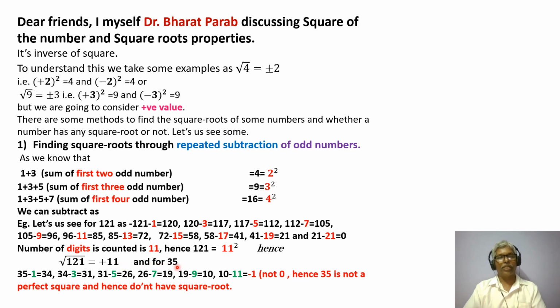Then we will see it for 35. We can carry out this method for 35. 35 minus 1 is 34. 34 minus 3 is 31. 31 minus 5 is 26. 26 minus 7 is 19. 19 minus 9 is 10. 10 minus 11, the next odd number after 9, gives minus 1. So it's not 0. Hence 35 is not a perfect square and hence does not have a square root.